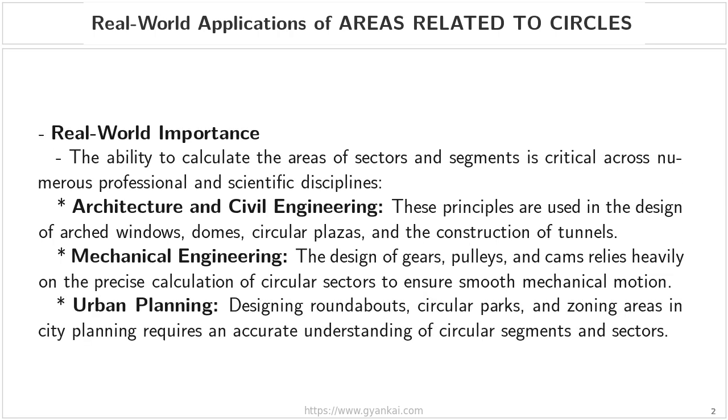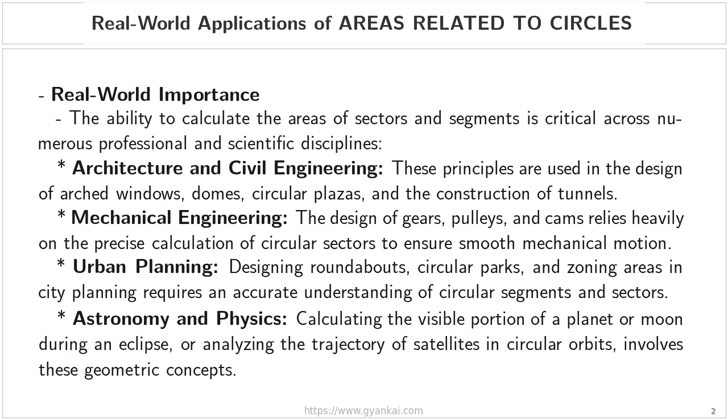We also see these principles in urban planning, specifically when designing roundabouts, circular parks, or various zoning areas within a city. Even in the vast fields of astronomy and physics, these concepts are used to calculate the visible portion of a planet or moon during an eclipse, or to analyze the trajectories of satellites in circular orbits.